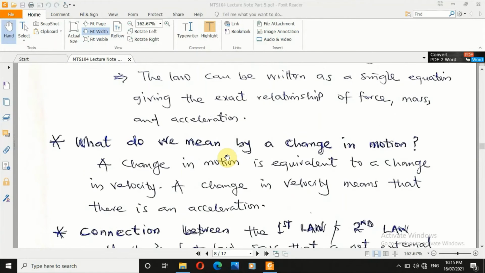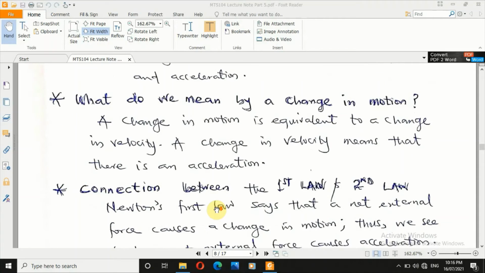So, what do we mean by change in motion? A change in motion is equivalent to a change in velocity. A change in velocity means that there is an acceleration. So look at that argument. We can say that the motion is changing if there's a change in velocity. And if there's a change in velocity, then it means that acceleration too is there. Don't forget that the negative of acceleration, the opposite of acceleration, is also acceleration.